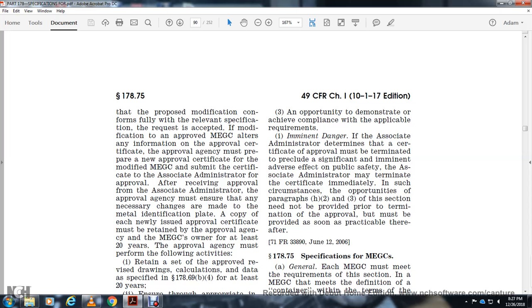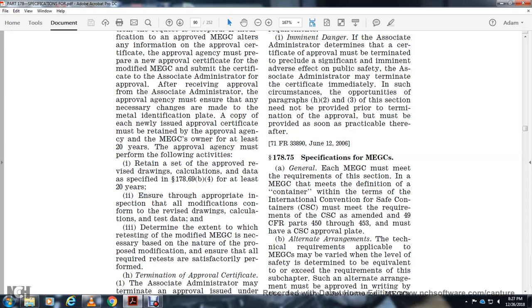The approval agency must be responsible for the following activities: retain a copy of the approval, the reviews, drawings, calculations, and data specified in 178.69(b)(4) for at least 20 years. Ensure through appropriate inspection that the modification conforms with the revised drawings, calculations, and testing data. Determine the extent to which retesting of the modified MEGC is necessary based on the nature of the proposed modification. Ensure that all the required tests are satisfactorily performed.